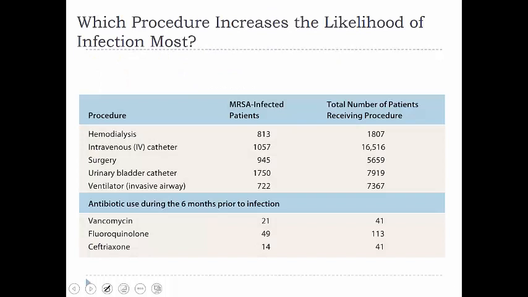If we talk about procedures in the hospital, some procedures are more likely to get an infection than others. I want you to look here. We have hemodialysis, 813 out of 1,807. An IV catheter, we have 1,000 out of 16. Surgery, and so on. Now I want you to notice the differences. Which one of these actually has a higher infection rate? You go, okay, there are tons of them here, right at this number. But if we look at this number, this many out of this is not as significant as this out of this.